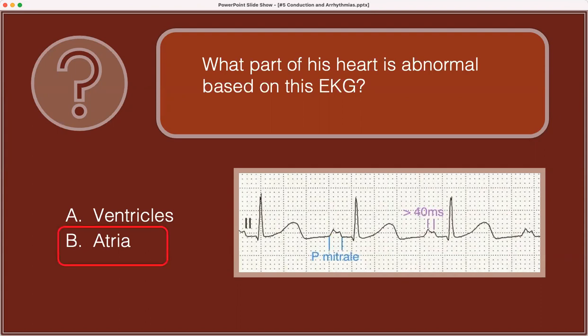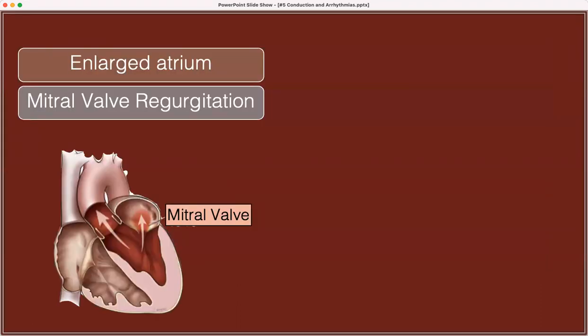The answer is it's the atria, because it's taking a long time for that electrical impulse to go through both atria. So at least one of his atria is dilated. And this is seen in mitral valve regurgitation. Slowly over time, the atria gets wider and wider, bigger and bigger, because the mitral valve is not allowing all the blood to go forward.